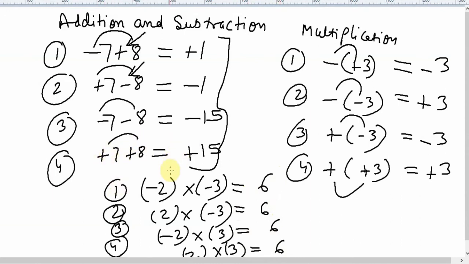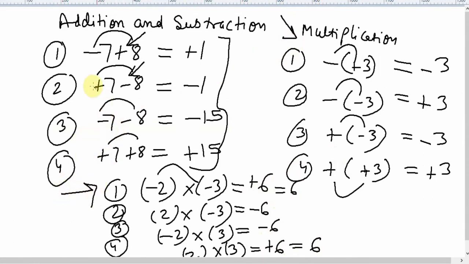Now you can see in this case, minus minus, plus. Opposite sign, minus. Opposite sign, minus. Both are plus plus, and we generally don't write the positive symbol. Simply 6. So this is the second case, or part, of multiplication. First part and second condition of multiplication.